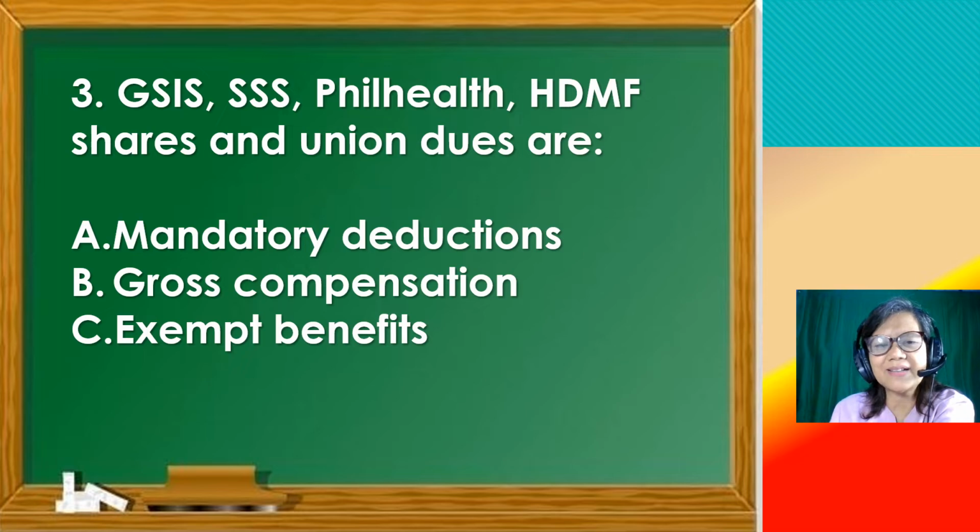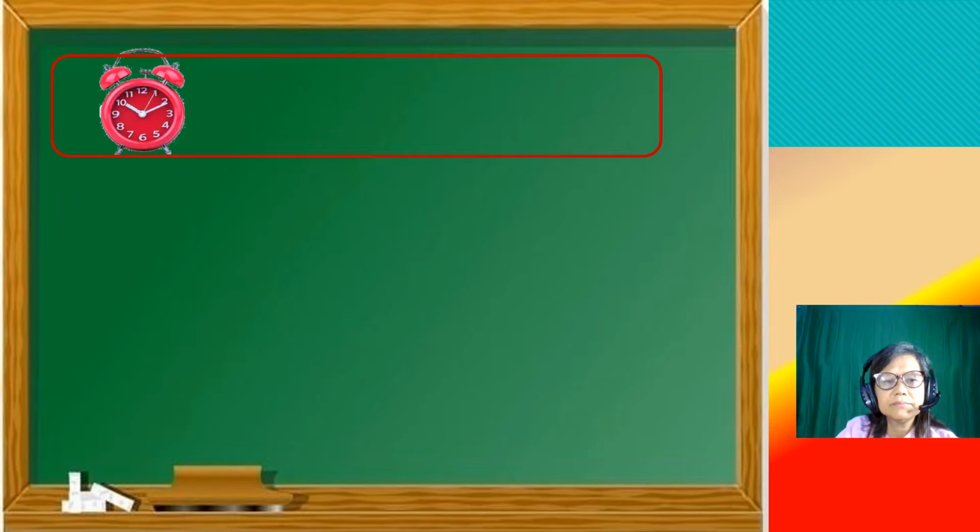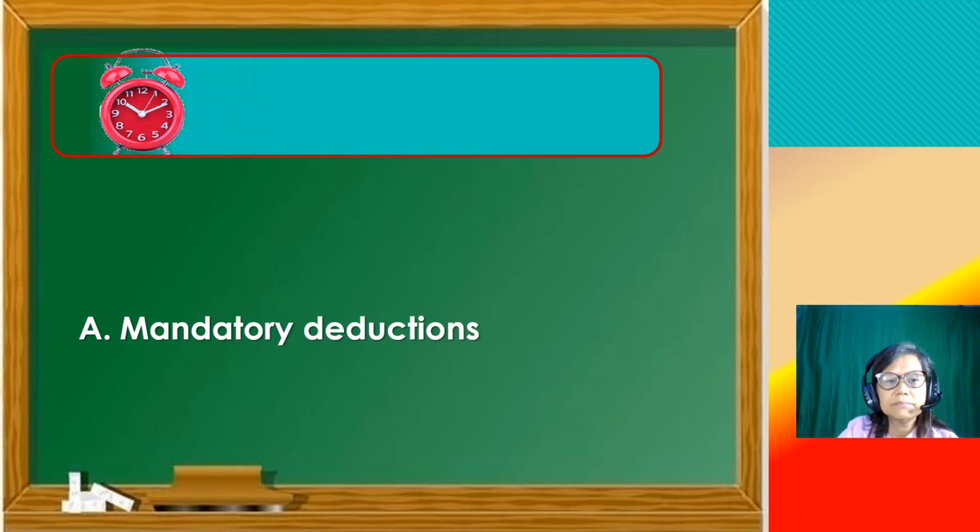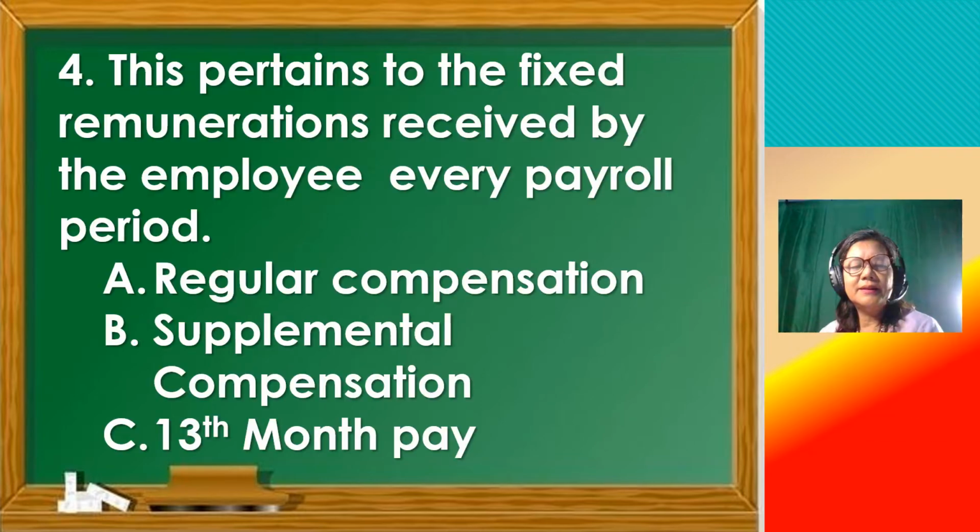Number 3, GSIS, SSS, PhilHealth, HDMF shares, and union dues are A, mandatory deductions, B, gross compensation, C, exempt benefits. Did you get the same answer as mandatory deductions? All right, very good. Last question.